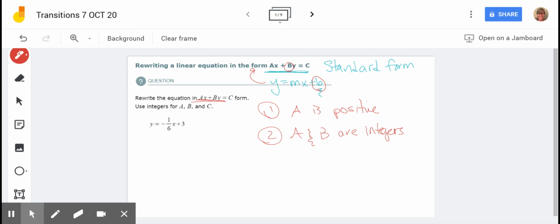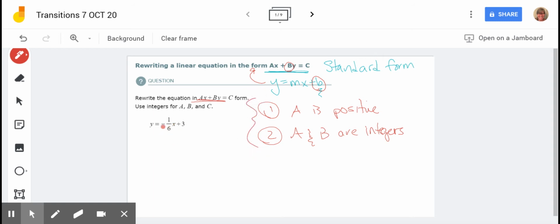I might be wrong on ALEKS. I'm telling you that in standard form, typically we don't put a negative A, but I have seen ALEKS give questions in standard form with A being negative, and I'm like, what the heck? So here we go. I'm going to do it according to these rules because those are standard.